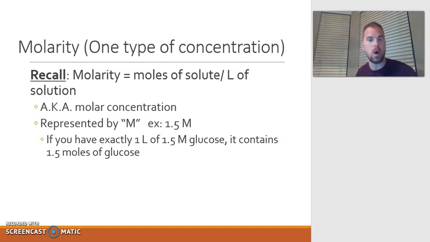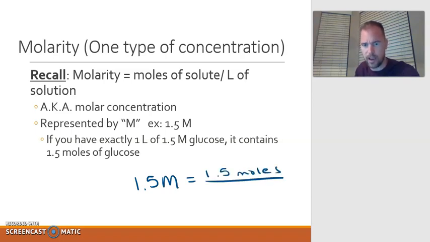So to review or to recall, what is molarity? Molarity is measuring how many moles of solute you have per liter of solution. Remember, solution is solute and solvent together. Another way to talk about molarity is molar concentration. So for example, we would say 1.5 molar. This 1.5 molar is the same thing as saying for every 1 liter of solution, you will have 1.5 moles of glucose, or whatever it is that you're looking at. So the 1.5 capital M can simply be converted to 1.5 moles for every 1 liter of solution. And so that's what molarity is.